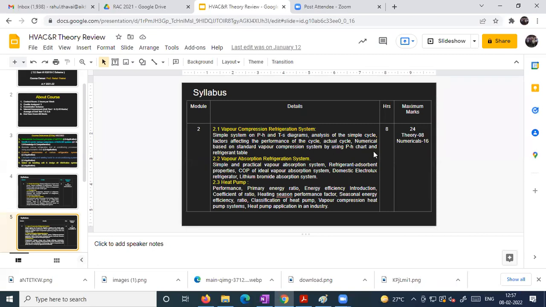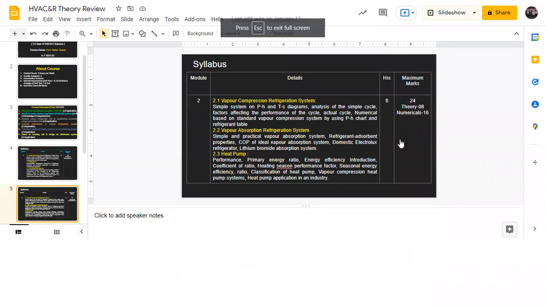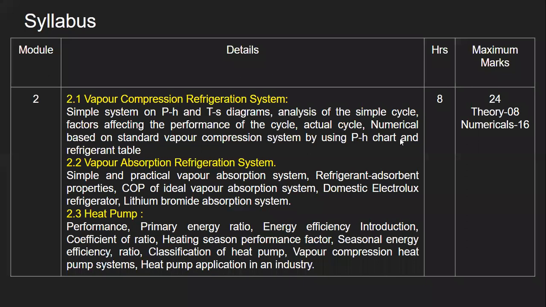What we have seen today is the simple vapor compression system. We have seen the simple system on pH and TS diagrams, then the analysis of the cycle, then the factors affecting the performance of the cycle. In the next lecture, we will see the actual cycle, followed by numericals on the vapor refrigeration system, that is, the standard vapor compression refrigeration system using the pH chart and refrigeration tables. So the actual cycle and numericals we will cover in the next session.